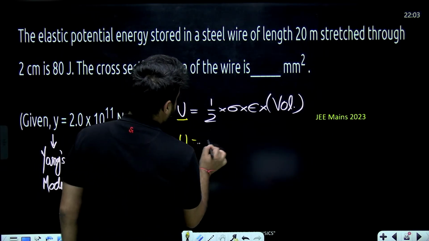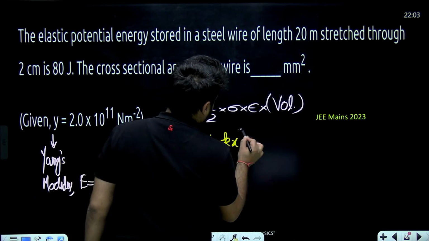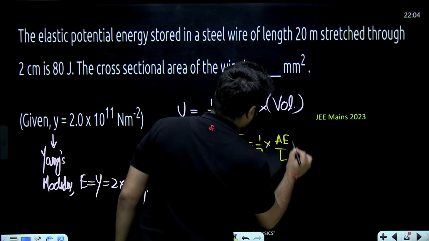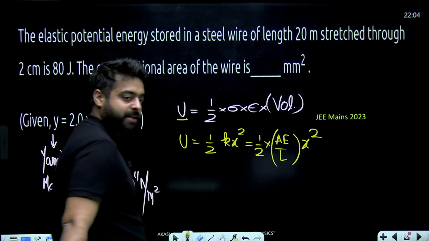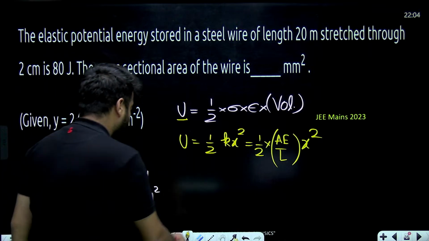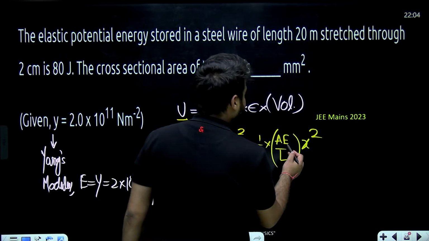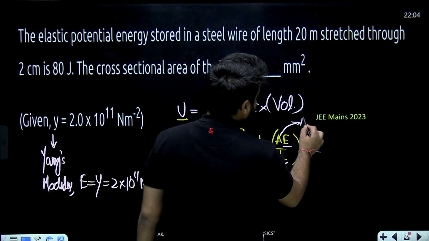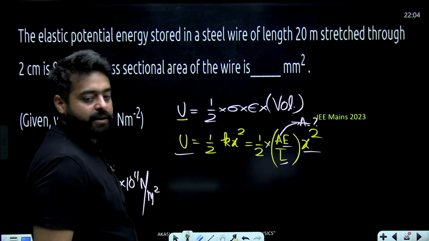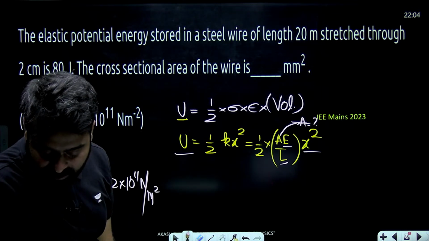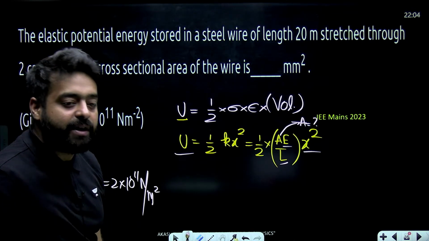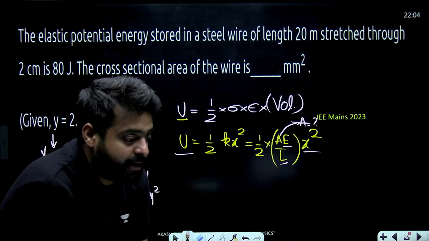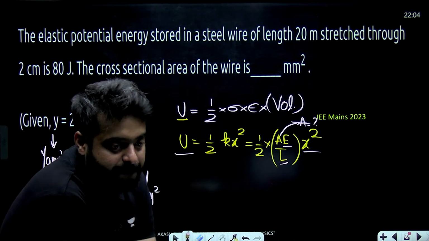Sir, U is half kx square. Half k is what? A by L into x square. So this formula is going to be used. Why? Because the way they have given the data, E will be given, L will be given, deformation will be given, energy will be given, and they are asking about A. What is A? Solve it. This experience you will get only when you start solving problems. If you are not solving problems, you will never experience this kind of stuff.